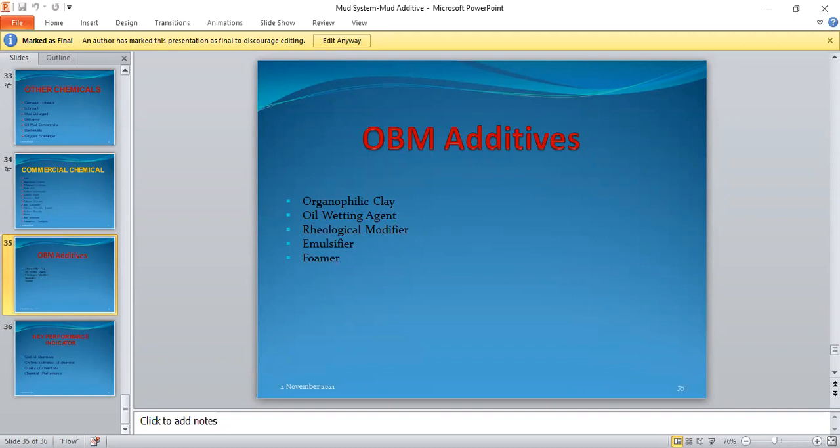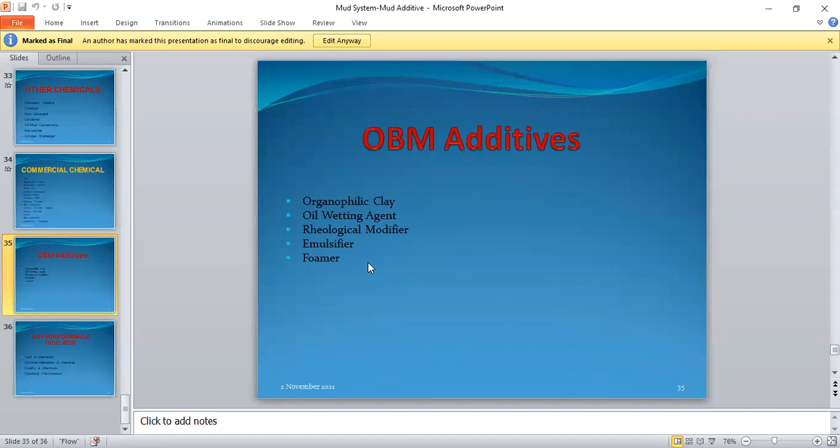Organophilic clay. Organo means it is not mineral, it's organic, oily. That's what we mean. You have your oil base, the base fluid is oil. In the case of water-based, the base fluid is water. You can easily put bentonite and you get your viscosity. You put your polymers, you get a viscosity. In the case of oil, you also have to get a viscosifier for cuttings removal. So organophilic clay is there.